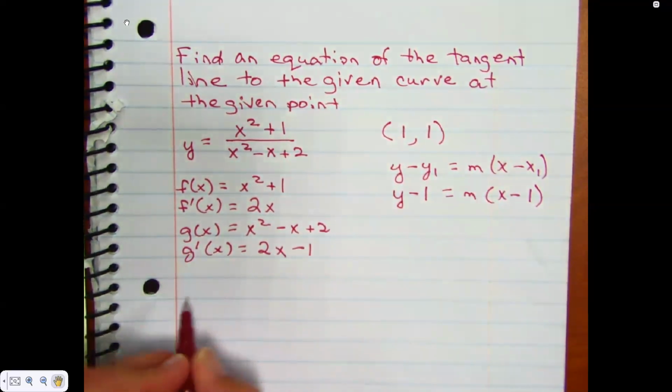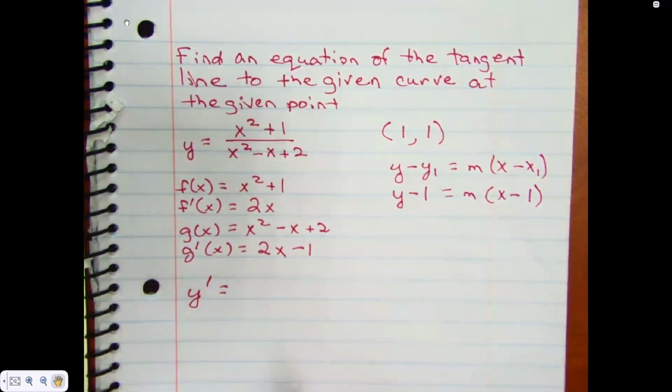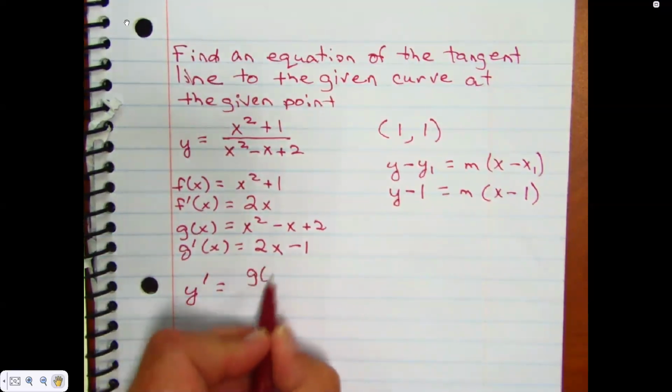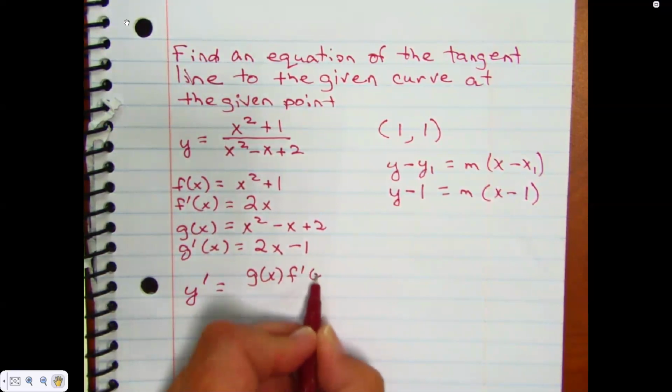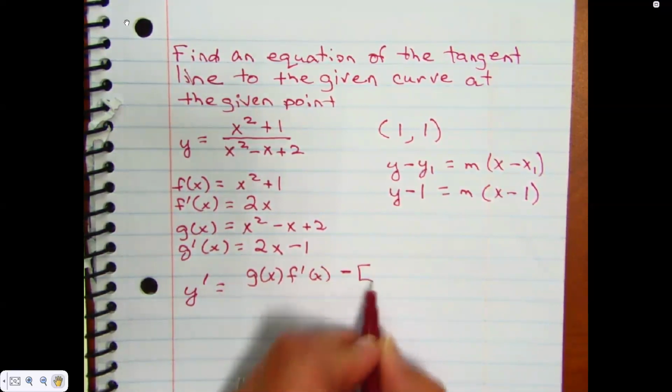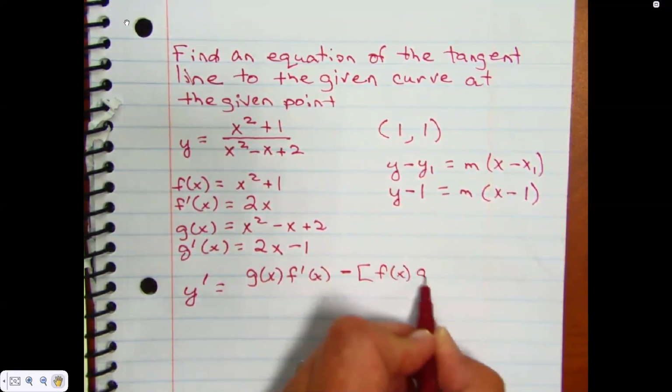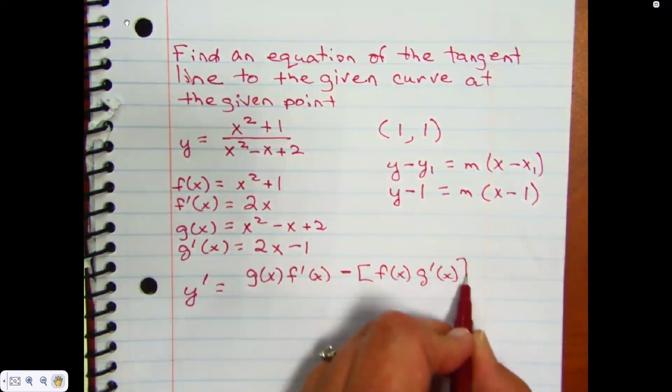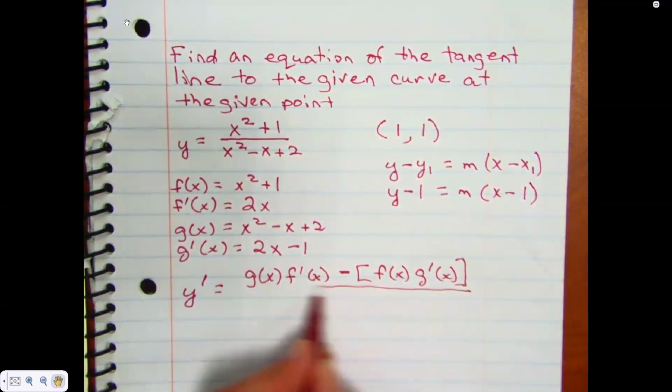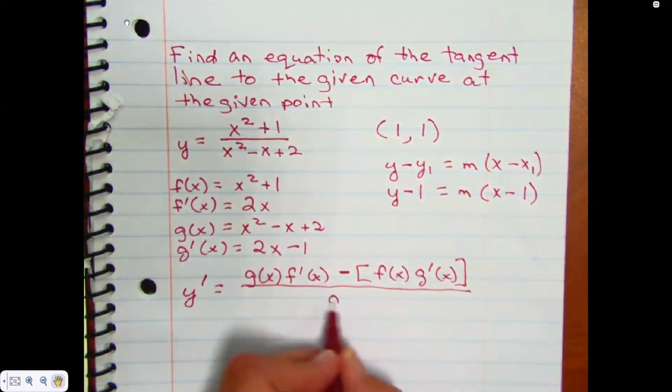Okay, so now our formula for the derivative, g's on the corners. So g function, derivative of f, minus bracket f, derivative of g. There's my g's on the corner. And then the last corner of the triangle at the bottom, g squared. Well, we got a square.